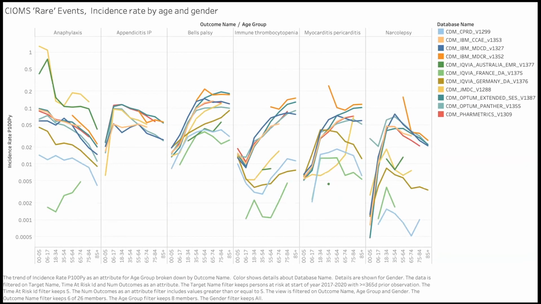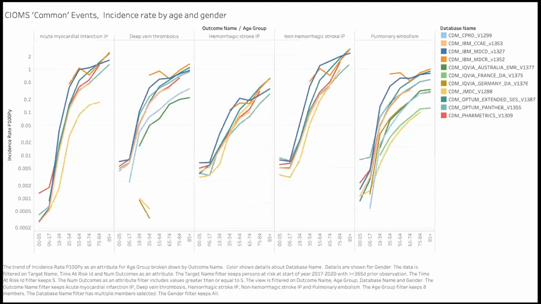So let's look at some results. First, I'm dividing the events by common, rare, and very rare. We're looking at things like myocardial infarction first. What you see are 5 plots for 5 outcomes. The x-axis is age group, starting from 0 going to 85 plus, so from left to right we're going to older ages. The vertical axis is the incidence rate per 100 person years, but it's expressed on a log scale.